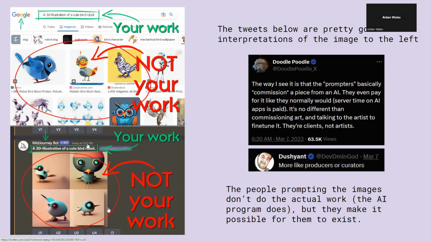Right here is your work. You're typing in the same thing, a 3D illustration of a cute bird robot. And here it says this is not your work. Interesting, right? So what does that mean? Whether you agree with it or not, these tweets kind of explain this. They say it's sort of like you're a producer or curator, right? So the people prompting these images don't do the actual work, the AI program does, but they make it possible for them to exist.